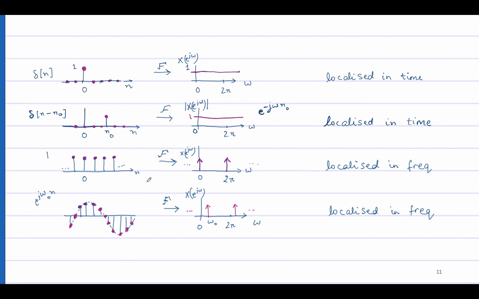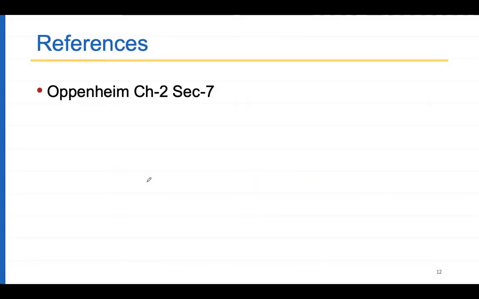So this was discrete time Fourier transform and introduction. For references, you can consider Oppenheim chapter 2 section 7. Thank you very much.